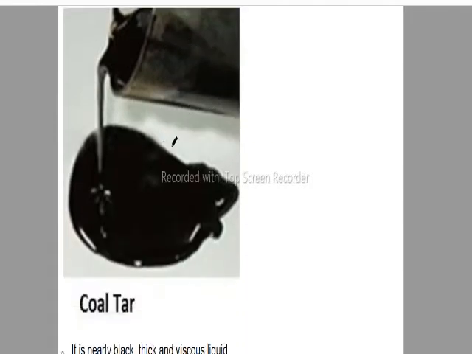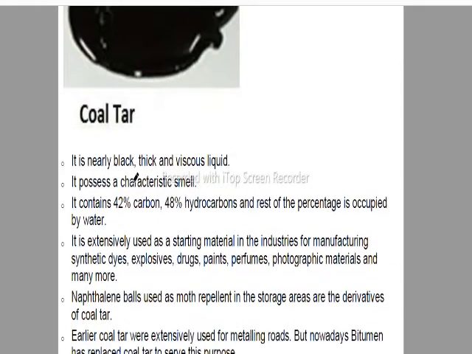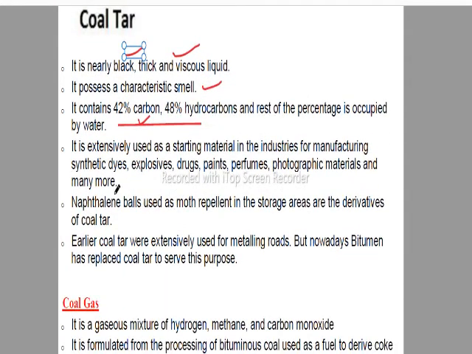Next one, you can see the coal tar, the liquid which we obtain by the processing of coal is coal tar. Here it looks like, the property of coal tar is it is nearly black, thick and viscous liquid. It possesses a characteristic smell, बहुत बदबू होती है इसमें. It contains 42% to 48% hydrocarbon, 42% carbon, right. It is extensively used as a starting material of industry for manufacturing synthetic dyes.